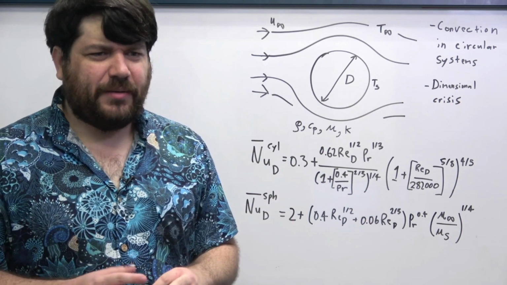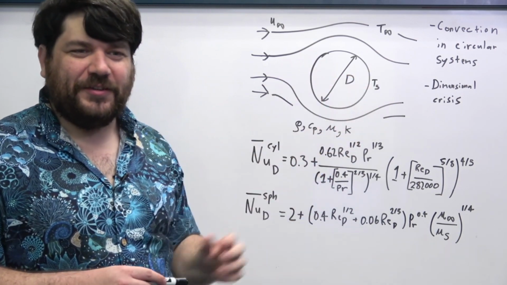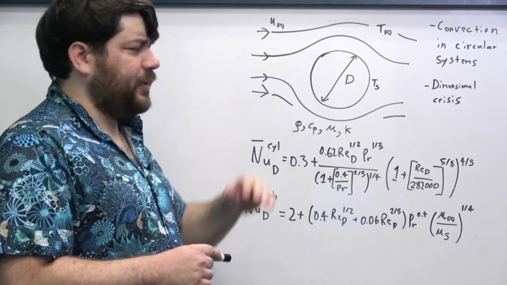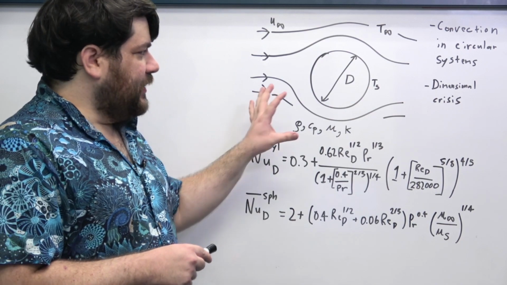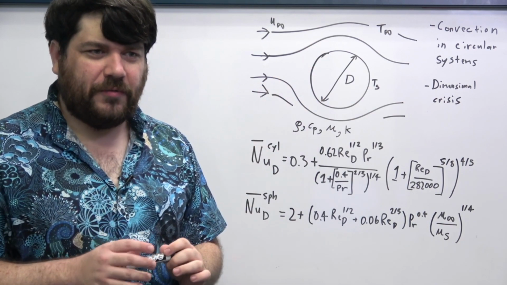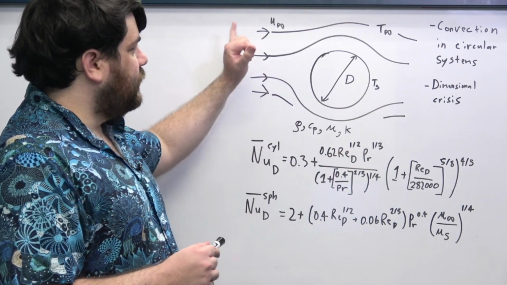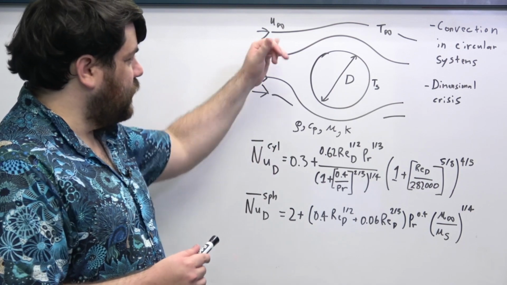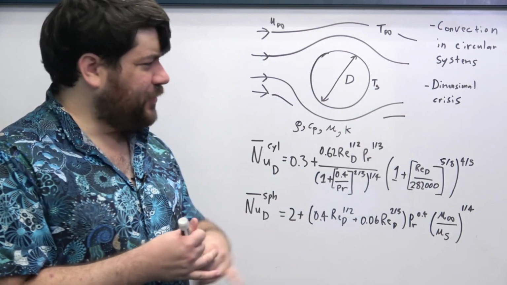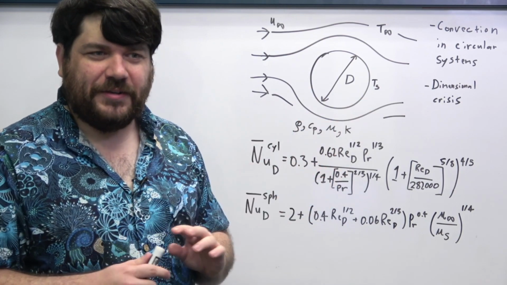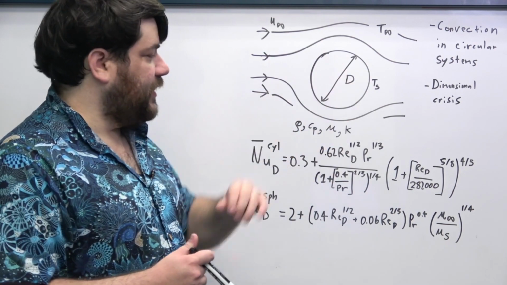And so the kind of geometries that we're looking at, what I like to call circular systems, because they can be drawn as a circle in the same diagram, is the following. We have some cylinder or a sphere with diameter d that is embedded inside of this uniform flow, or at least uniform far from the cylinder or sphere. That flow speed is u infinity. The surface temperature of the object, the cylinder or the sphere, is Ts, and then the background temperature, the temperature of the fluid very, very far away from the object, is T infinity.